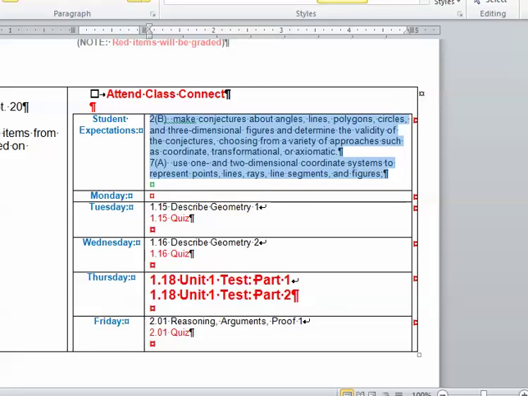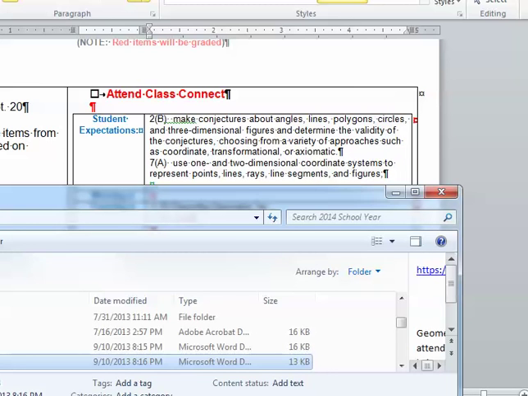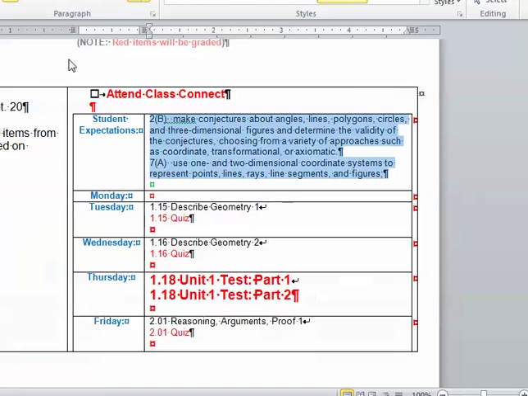Okay? So this week we were looking at this stuff right here. This is where we're at right here. Reasoning and argument of proofs. So we're looking at making conjectures about angles, polygons, choosing from a variety of approaches such as coordinate, transformation, axiomatic, and using two-dimensional coordinate systems to represent points. How did we do all that? We're doing all that through logic. And we're trying to get better at using our logic.